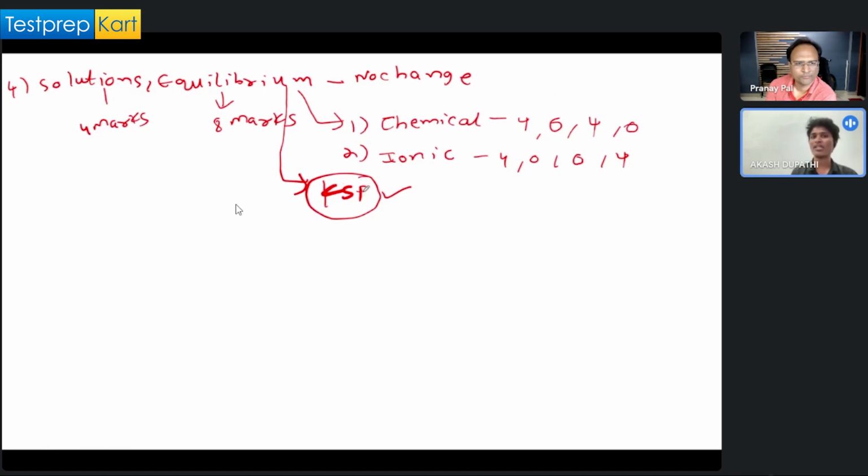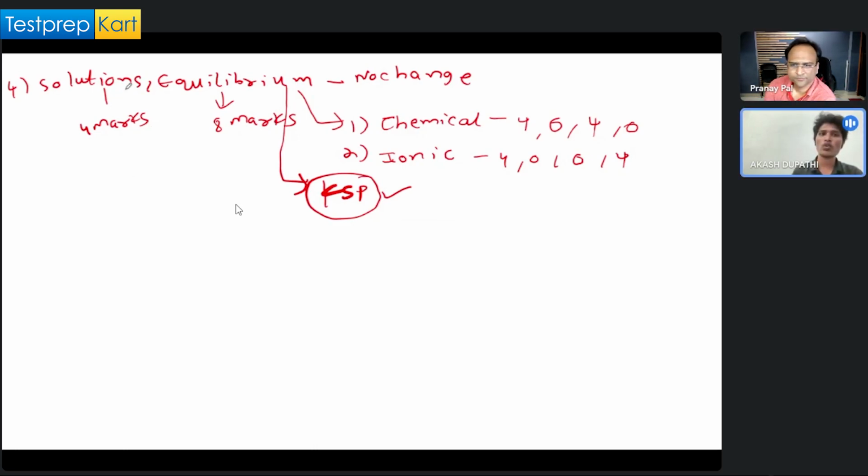I observe in some shapes, definitely this question has been given. Right. No, you are right in saying so. So, Akash, roughly, if you were preparing this, or if students are preparing now, solutions and equilibrium, how much time should they consider giving it?